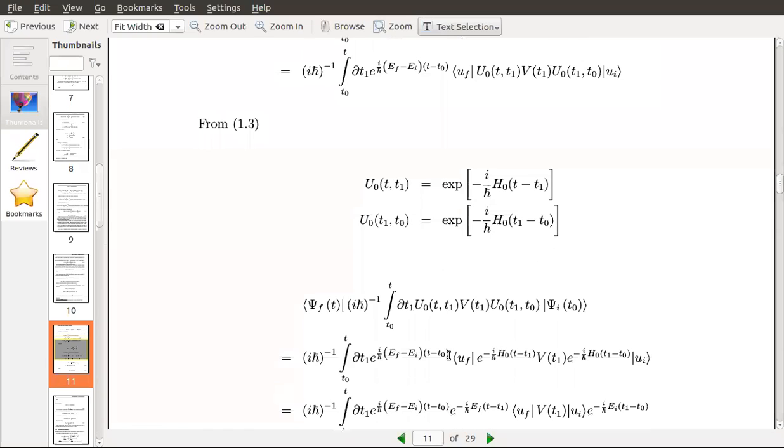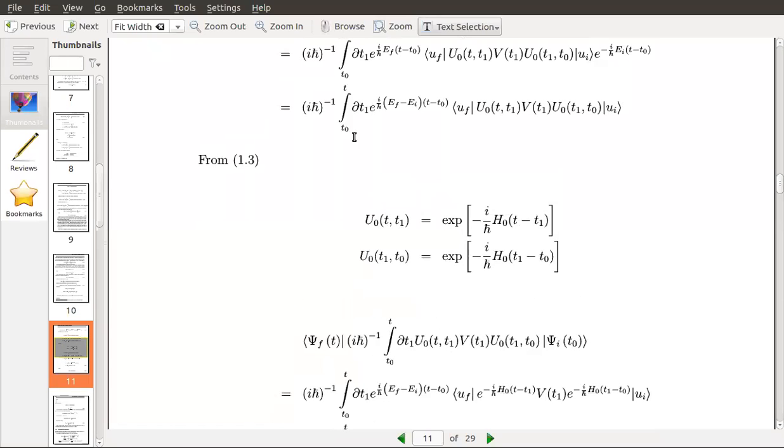Now in this psi f, from 1.3 we already have this u0. This is the expression for u0, and you change t to t1, t1 to t0, and you get this expression. So in the time evolution operator, you can change the time instance as you like, t to t1, t1 to t0. So these are the u0(t, t1) and u0(t1, t0), which are this one. This is u0(t, t1), which is this one, and u0(t1, t0) is this one. Substitute these two here.